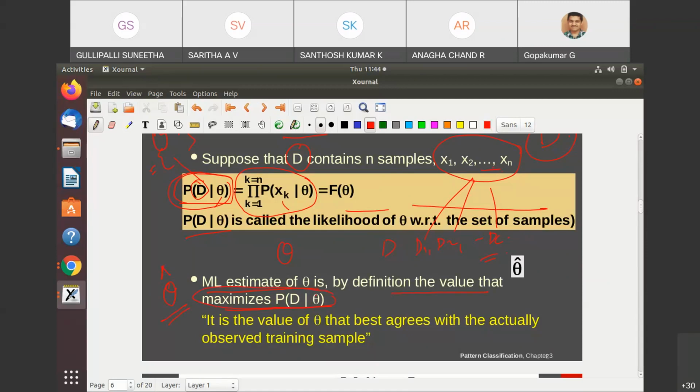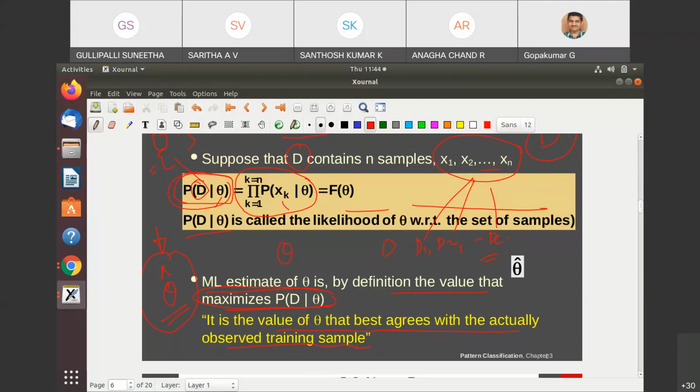So that is maybe the concept of maximizing the best value. The best value that we are looking for is theta cap. It is the value of theta that best agrees with the actually observed training samples, because we don't know the exact distribution.